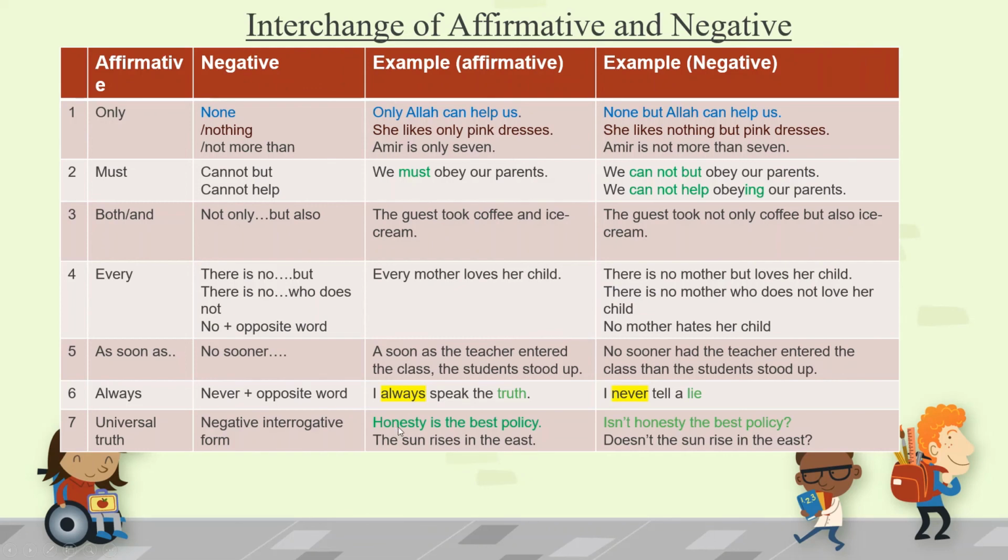In the sentence honesty is the best policy, the verb is the be verb. That's why you use isn't. But in the second sentence, the verb rises is a main verb. That's why we used doesn't.